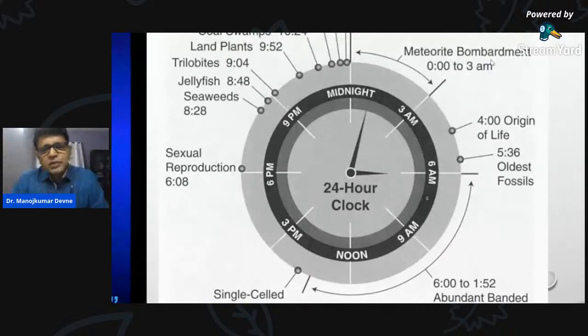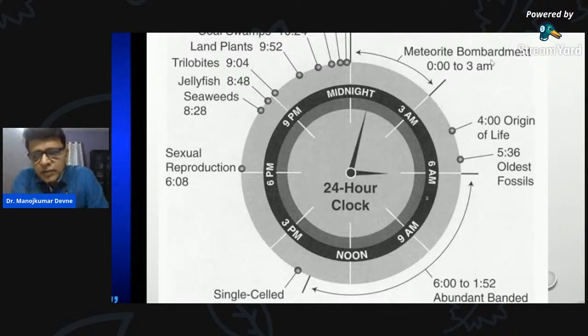Gradually, things cool down, and say by around 4 o'clock in the morning, you have the origin of life. Remember, this origin of life means very, very microscopic organisms. Okay, and the oldest of the fossils, possibly, which we have traced today, are those which are around 5 hours and 36 minutes as such.